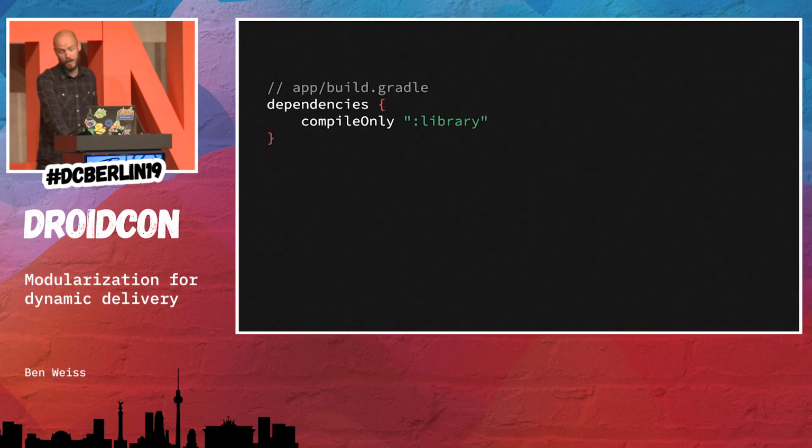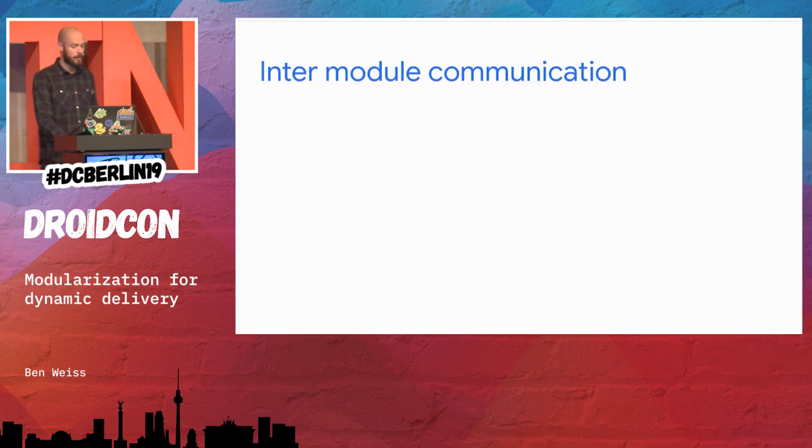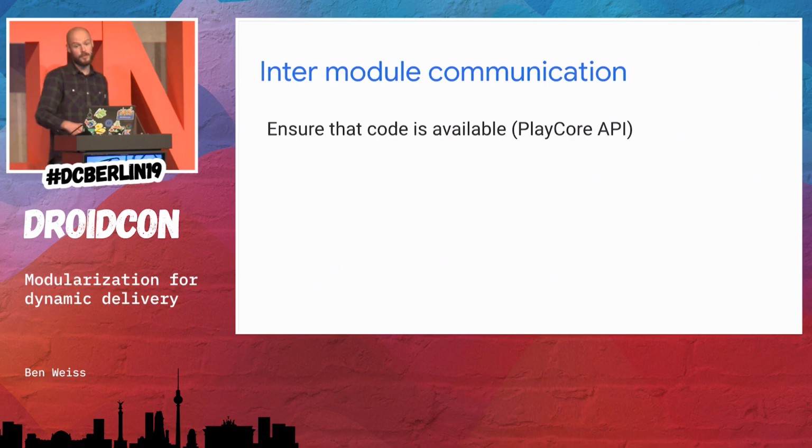Yeah, another thing is compile only that I just mentioned, and I showed you how that works. So if you have a library that's not an Android library at the moment, you can just use it as compile only. You can call it directly from the base module itself. So for inter-module communication, one of the things that you want to make sure is that the code is available using the Play Core API. You just ask, is the feature module installed? If yes, then let's go ahead.